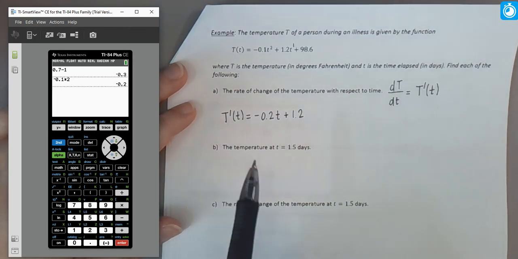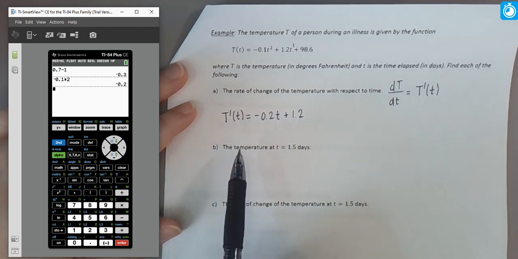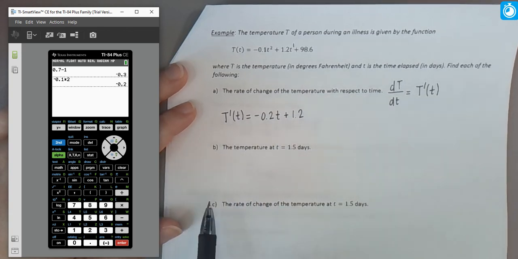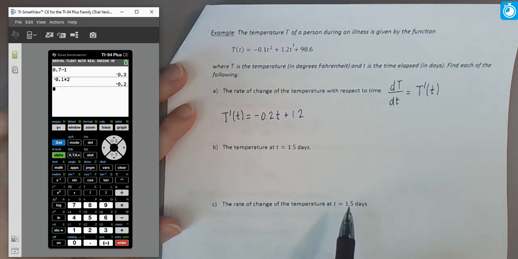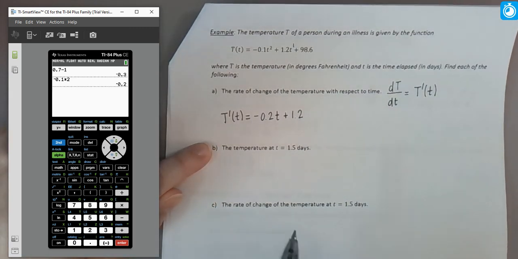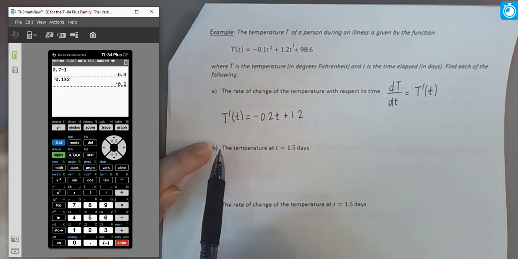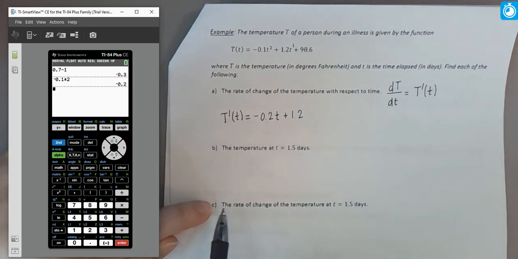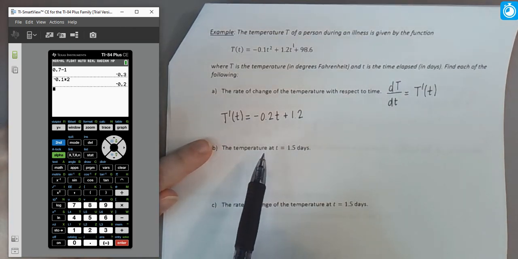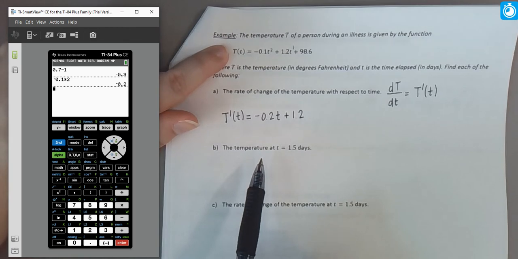The next thing we want to find is the temperature at t equals 1.5 days. Now be careful here. Pay attention to actually what it's asking for. It's asking for the temperature. And let's preview the next thing that we're going to look for. The next thing we're looking for is the rate of change of temperature at t equals 1.5 days. We're not looking for the same thing in these two parts. Here we want the actual temperature. Here we want to know how quickly the temperature is changing, either increasing or decreasing. So if we're looking for the actual value of the temperature, we're going to get that from the original function.